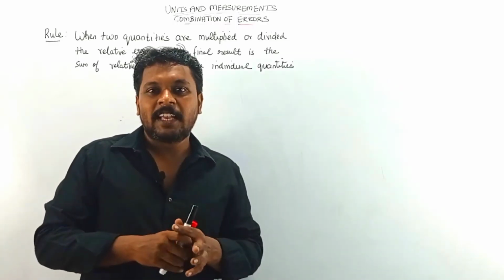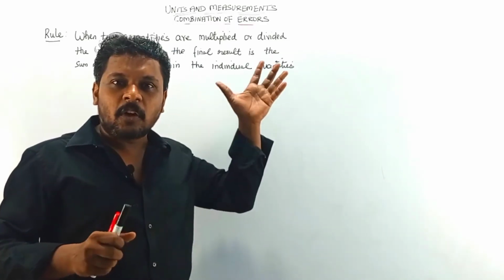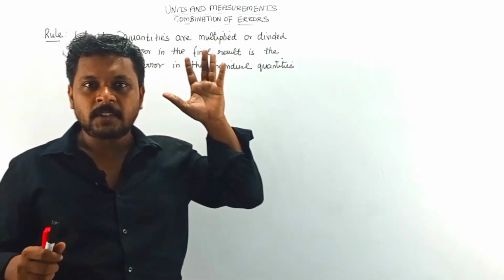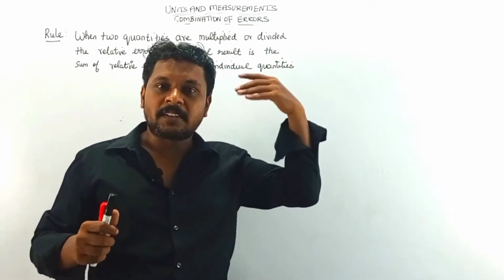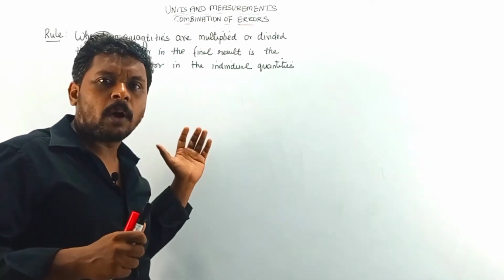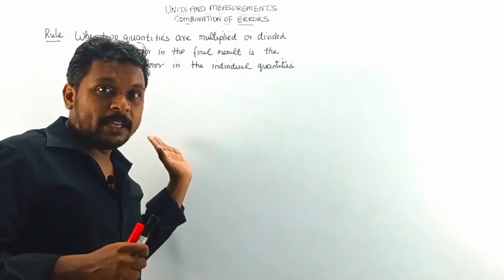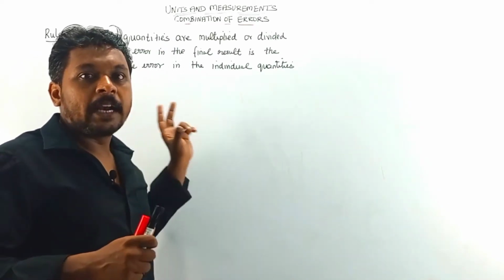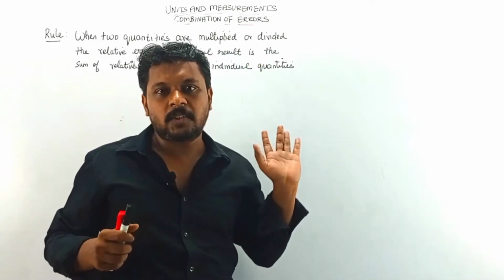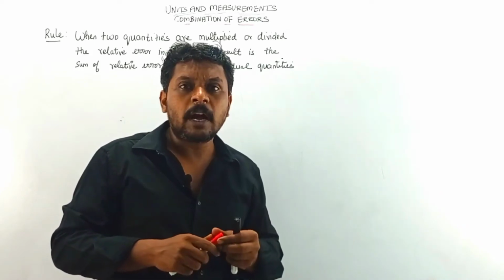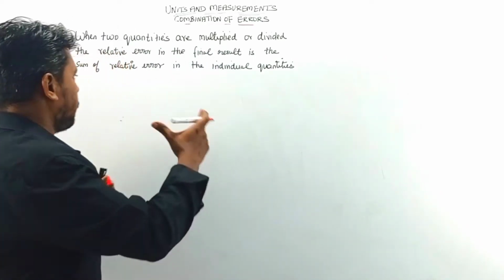Hello viewers, in this video we'll discuss the concept of combination of errors. In previous lectures we discussed combination of errors for addition and subtraction. Here we'll discuss what we'll do for multiplication, division and a number raised to a power. So what happens when error occurs in these conditions? First of all we'll see multiplication.